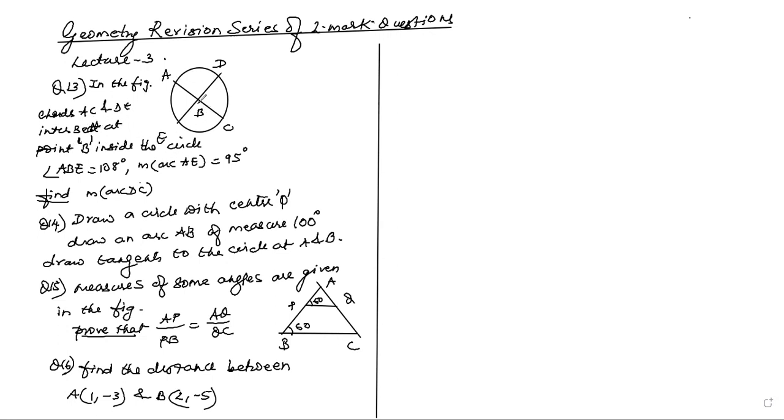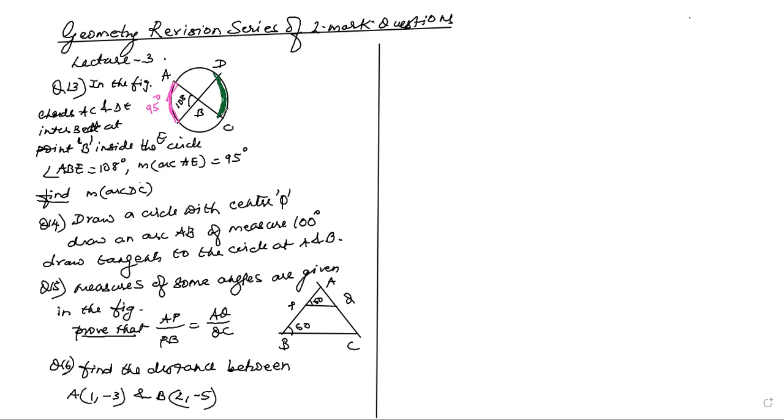Angle ABE equals 108 degrees. And measure of arc AE, just have a look at this arc, children. This arc AE is how much? 95 degrees. And they wanted to find the measure of arc DC, this green arc.